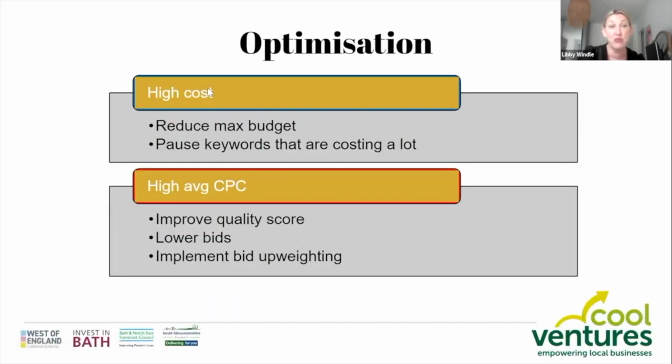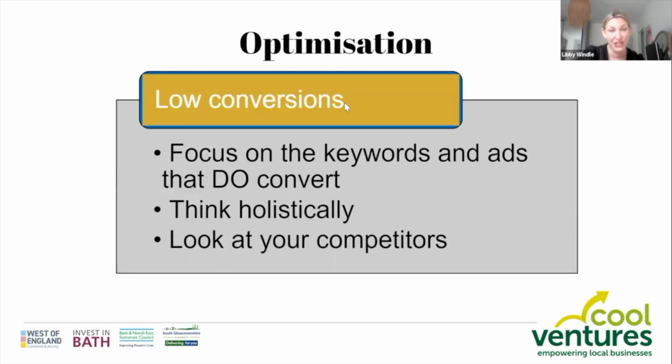If you're finding it's really high cost, just reduce your max budget and maybe pause your keywords. High average CPC, so CPC is the cost for every click on the ad through to the website, you need to work on these elements here. And low conversions, so you're getting lots of traffic, lots of lovely clicks, you're happy with the amount you're paying, but why aren't people actually converting? Look at these. Focus on the keywords and ads that do convert.